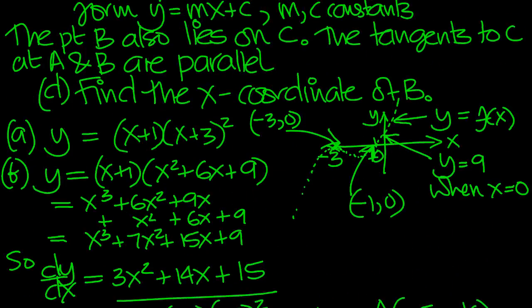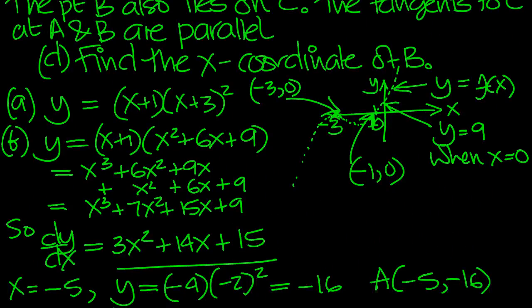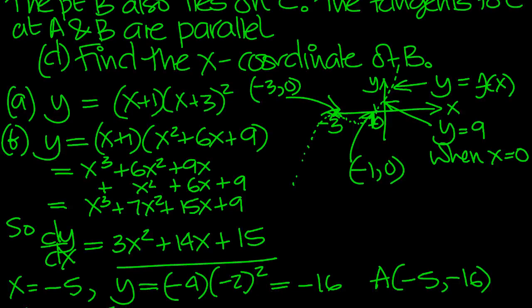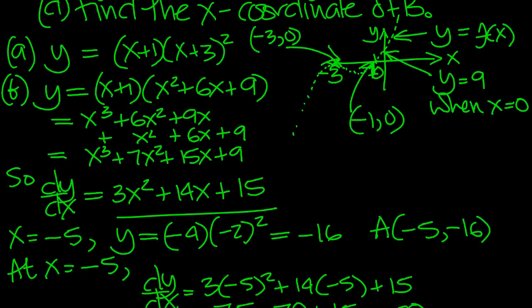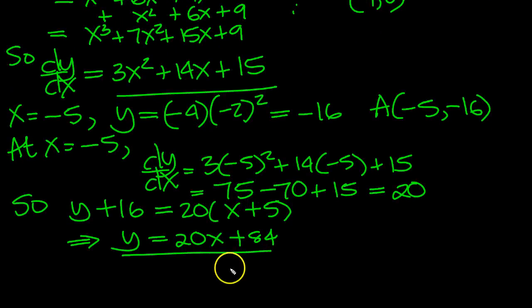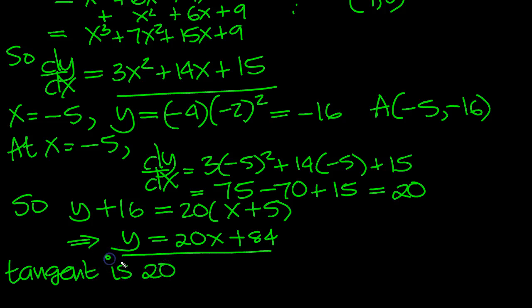So B lies on the curve. The tangents at A and B are parallel. B also lies on the curve. So the gradient of the tangent is 20 because it's parallel, it has the same gradient.